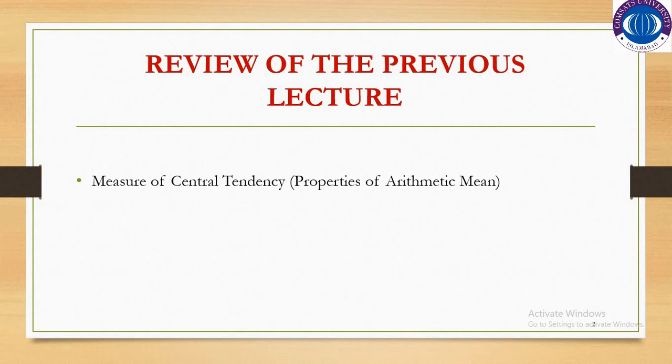The very first property was that the sum of deviations of all the observations from their mean is equal to 0. The second property was that the sum of squared deviations of each observation from its mean is always minimum. The third property was how to calculate the combined mean if you have the means and number of observations of the subsets of the sample. And the last property was the transformation property, in which we discussed how to calculate the mean of a transformed variable, and that transformation would be a linear transformation.